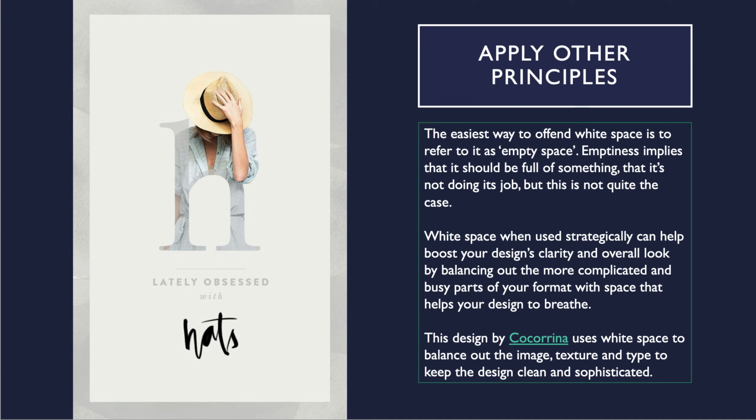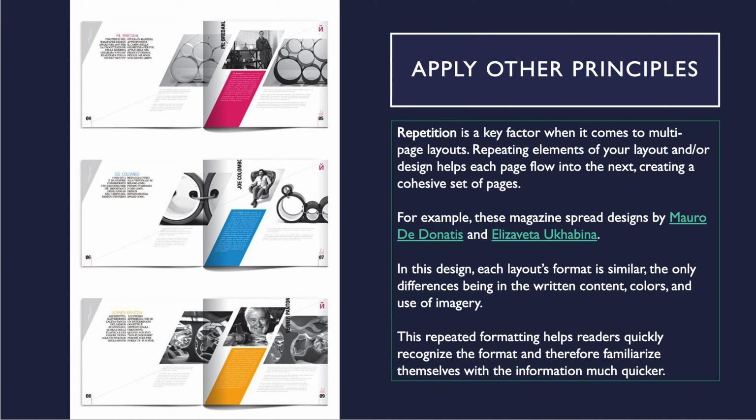The easiest way to offend is to refer to white space, or negative space, as empty space. Emptiness implies that it should be full of something and that it's not doing its job. White space can actually help make your design look better. So that is something else to consider, right? Make sure that you don't crowd everything onto the page or crowd everything onto the elevation. Make sure there's some positive space and negative space. You want to balance those things out. These are just all good rules for good formatting.